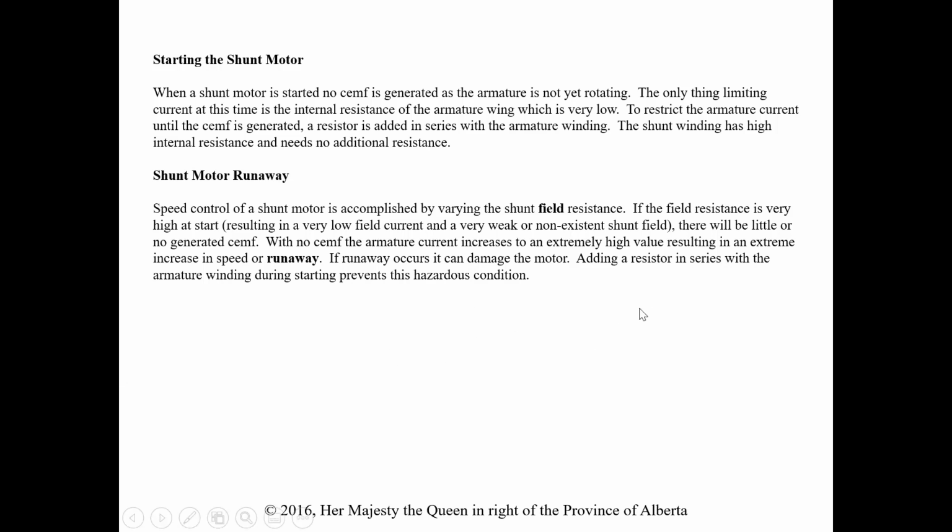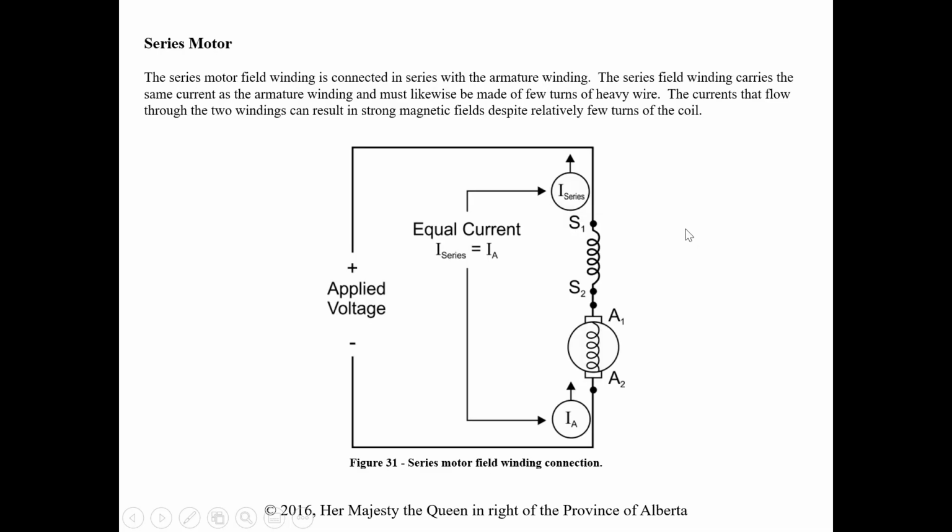If we lose that field, we basically turn potentially into a series connection and have a dangerous situation. The series motor field winding is connected in series. Okay, so obviously we have everything connected in series with the armature and the field now, so both windings see the exact same value of current. The currents that flow through the two windings can result in strong magnetic fields despite relatively few turns of the coil.